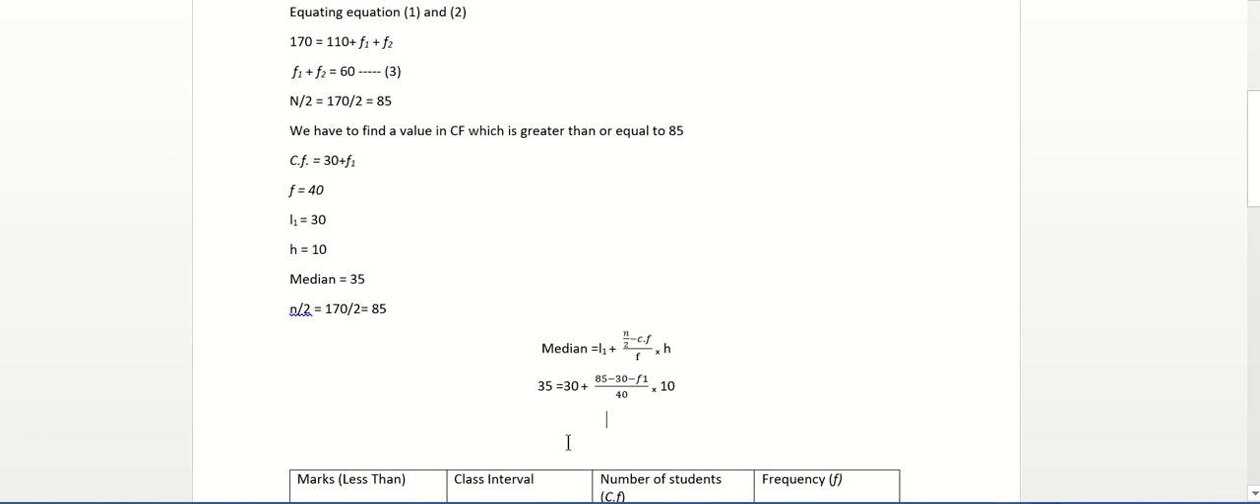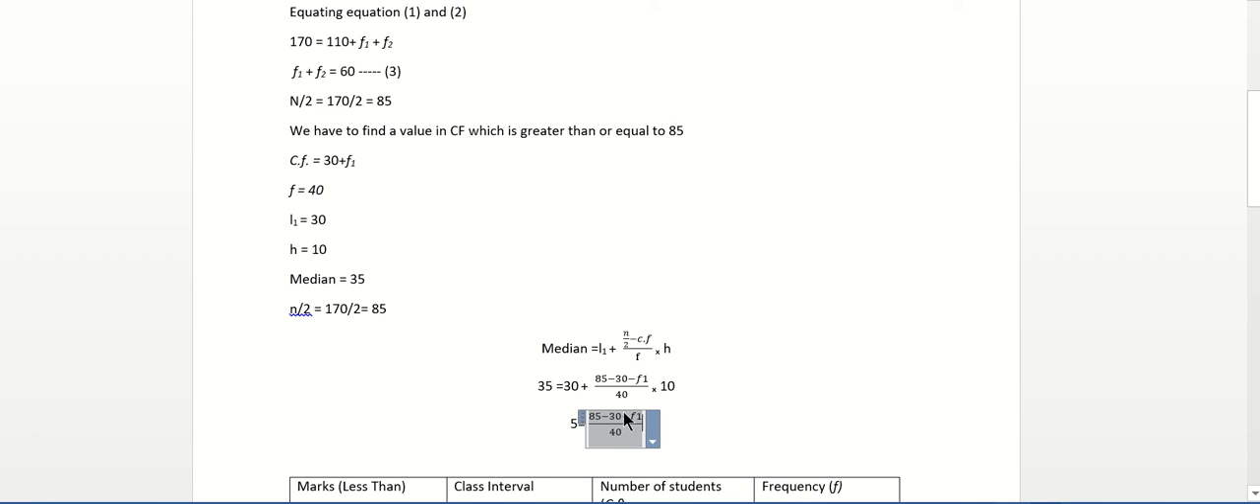Now we can further solve it. So this 30 will come to the left hand side. So it becomes 5 equals to 85 minus 30 is 55. So this is 55 minus F1. This we can cancel: 40 and 10 we can cancel out, so it becomes 4.